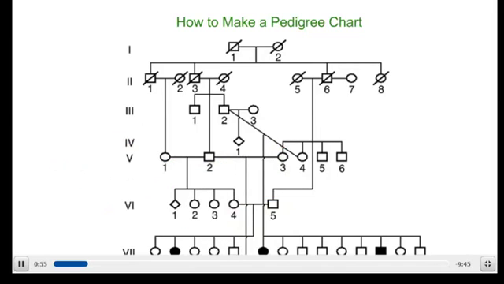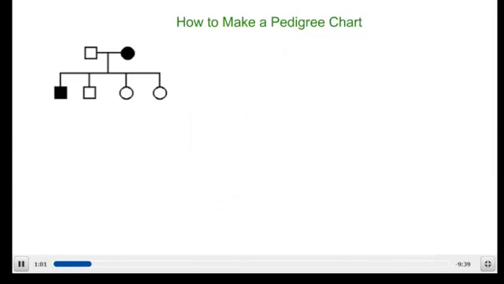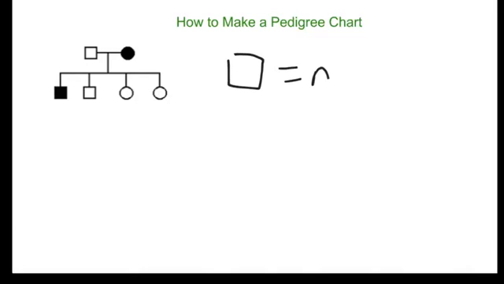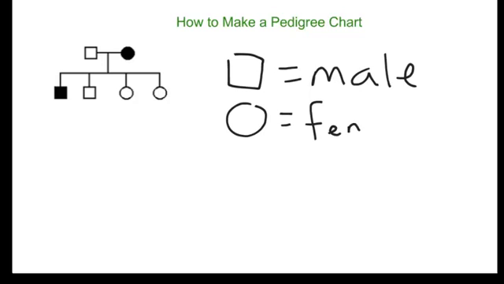But what do those circles and those squares actually mean? Well, let's break it down by looking at one that's a little bit more simple. When we're talking about how to make a pedigree chart, those squares represent males, and the circles you see represent females. The whole point of a pedigree chart is to say if someone has a trait or not.